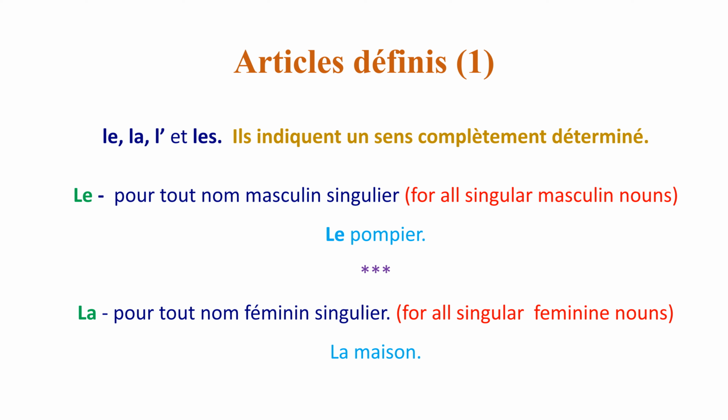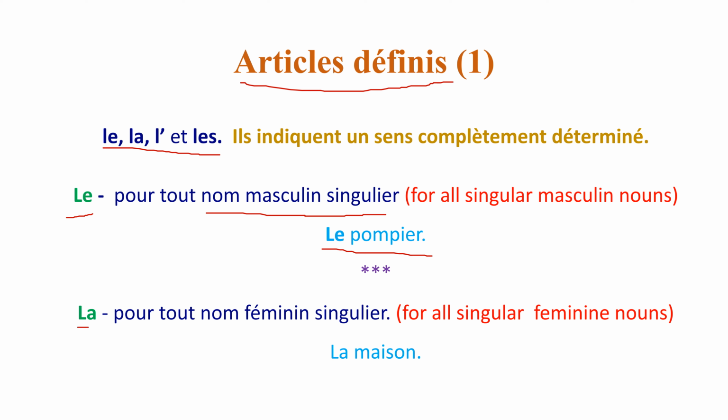Now let's move on to the articles in French. The first one we're going to look at is article défini, definite articles in English. In French there are four of them: le, la, l'apostrophe, and les. You remember we talked about articles being indicative of the gender and the number. Well, here you go. Le is a definite article which is used for all singular masculine nouns. Le pompier. Pompier is a fireman. We are saying le pompier because we are referring to something specific.